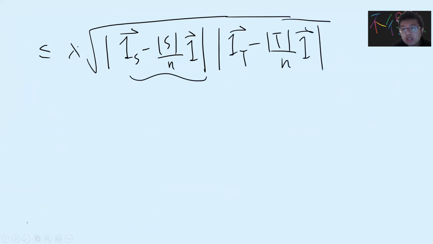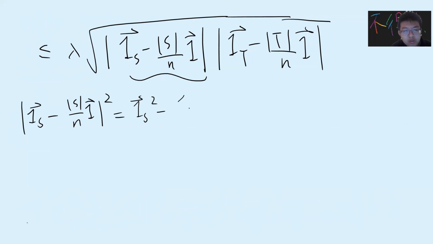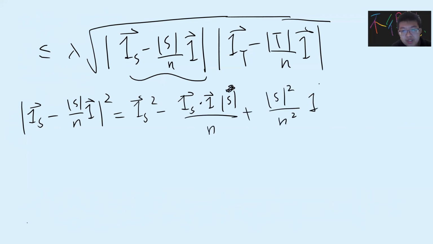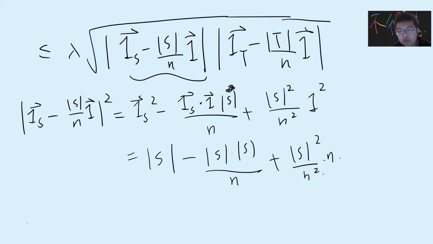Okay, so what is the length of this? It should be very simple. So 1_S minus s divided by n 1, let's take the square. You get 1_S squared, plus minus 2 times 1_S dot with 1 times s divided by n, plus s squared divided by n squared times 1 squared. Okay, so 1_S squared is just the length of s, right? And then this inner product will give you s, the number of vertices, divided by n, and s squared over n squared times n gives you s squared over n.